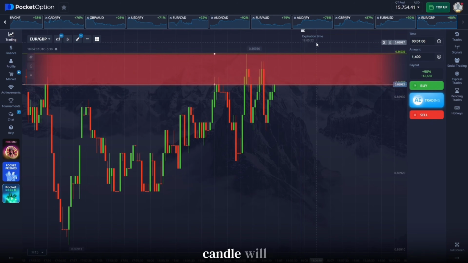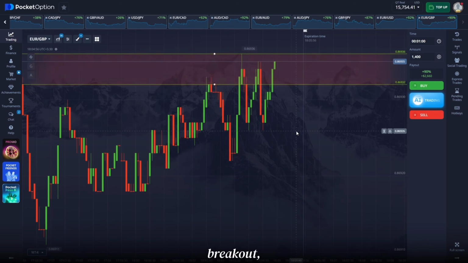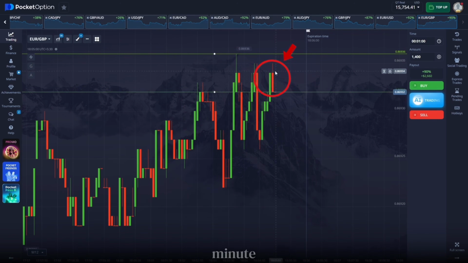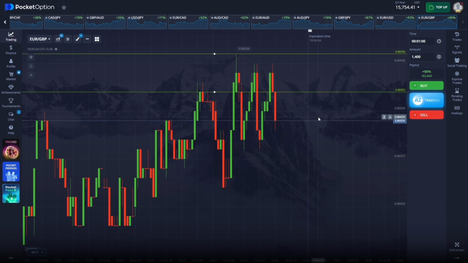The 1 minute candle will close in the next 7 seconds, and if there is no breakout, we will expect a reversal. Okay, the 1 minute candle closes inside. There is no breakout from the sellers, sorry, from the buyers, and now we can expect a reversal.